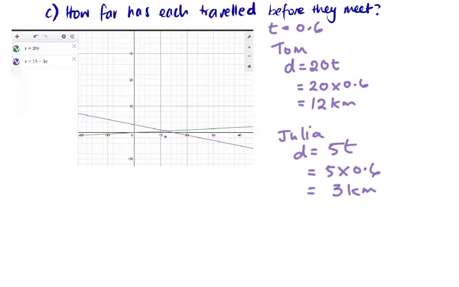kilometres. So that tells me that Tom has travelled 12 kilometres and Julia has travelled 3 kilometres when they actually meet at that point of intersection. And again, you can kind of read that off the graph as well, but using algebra will give you a lot more of an accurate answer.